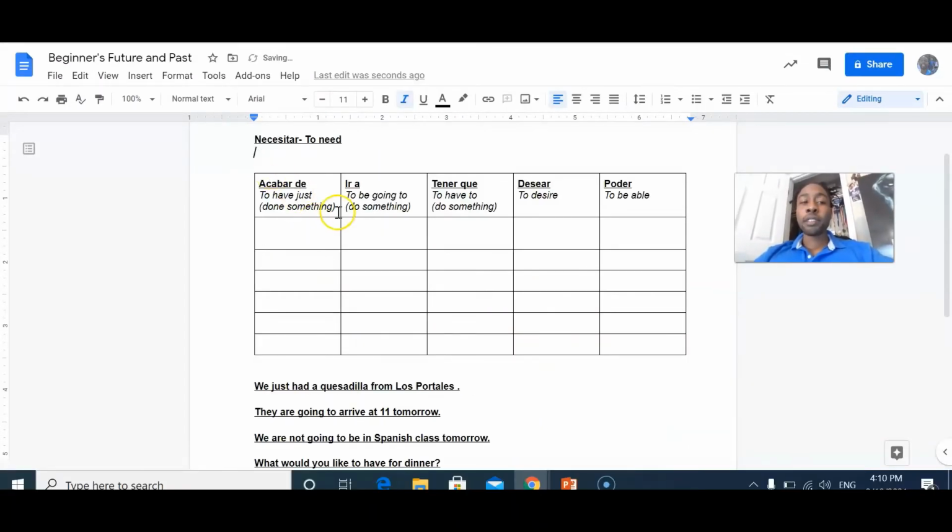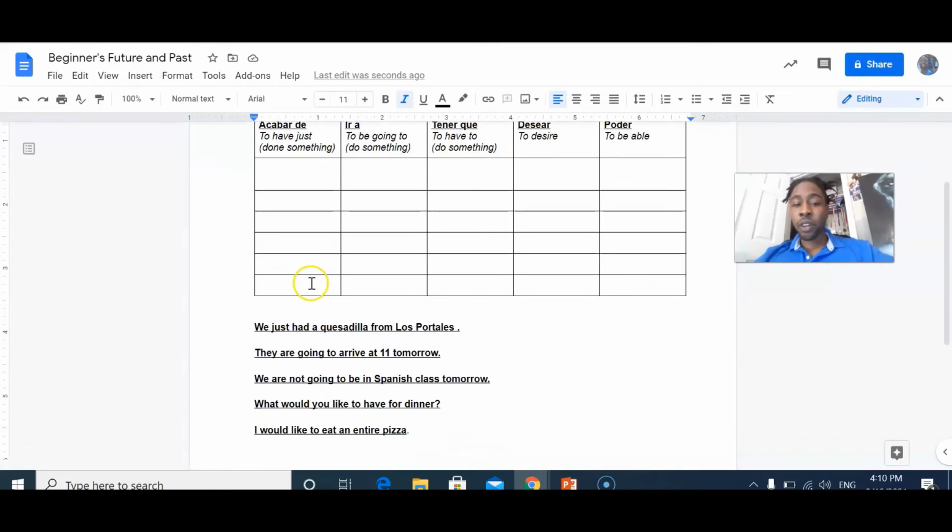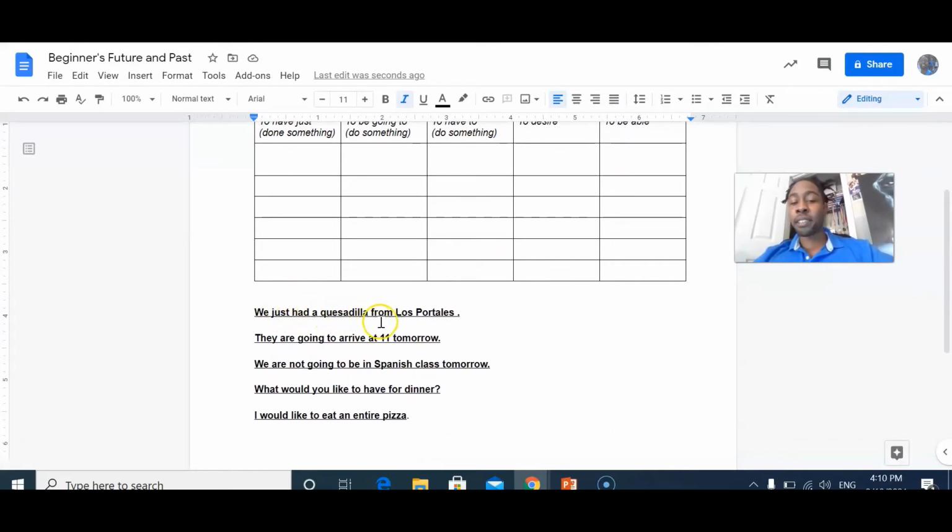So, para hacer eso, necesitamos algunas palabras diferentes. Esas aquí. We're going to need these words right here. And we're going to try and say some things like we just had a quesadilla from Los Portales. They're going to arrive at 11 tomorrow. We're not going to be in Spanish class tomorrow. And what would you like to have for dinner? I would like to eat an entire pizza.